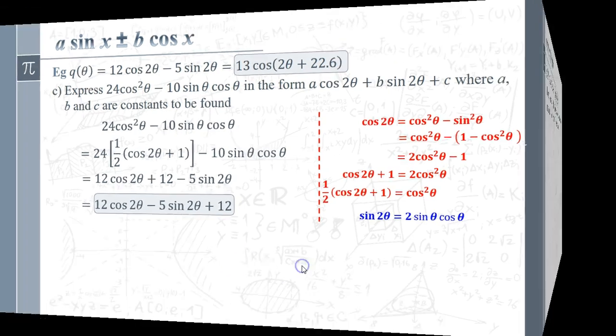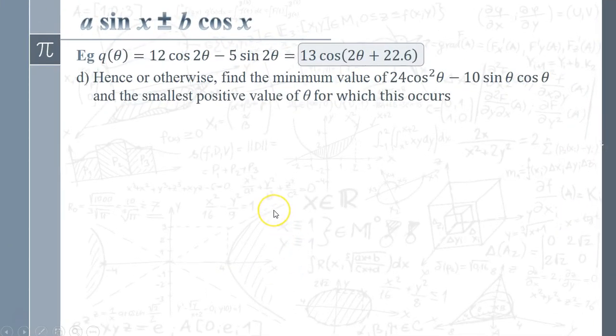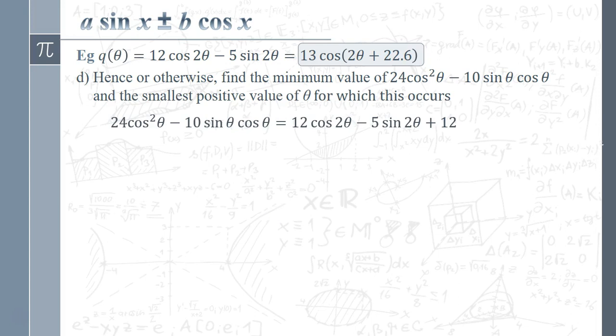Okay, so that's part C done. On we go again. Hence or otherwise means it would be a good idea to use what we've just done, but you're free to do something different if you really want. Find the minimum value. So that's the result we had from part C: 24 cos squared theta minus 10 sine theta. The thing we're trying to find the minimum of is actually equal to this thing here.